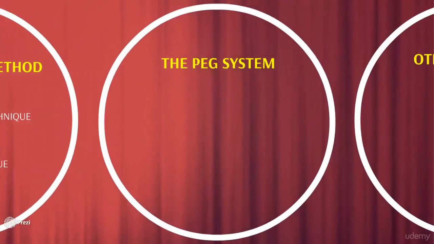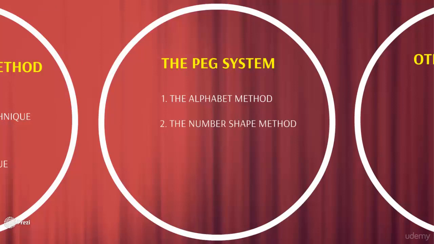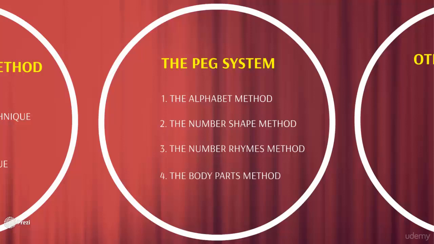Next, you will discover the pack system and the most important techniques of this kind: the alphabet method, the number shape method, the number rhyme method, the body parts method, and the major system.